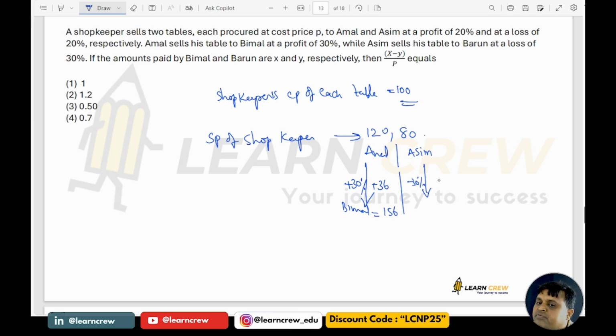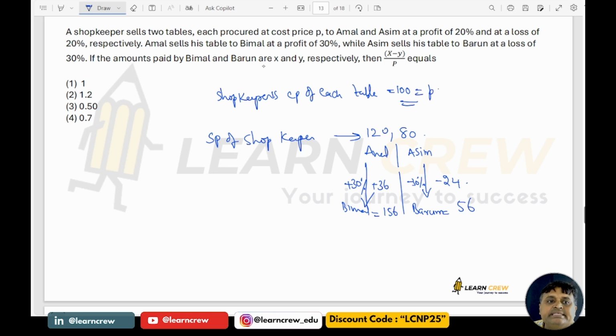At a loss of 30%. On 80, 30% is 24. So thereby 80 minus 24. So Asim is selling to Barun. Since 80 minus 24 is 56. So it is given as P.